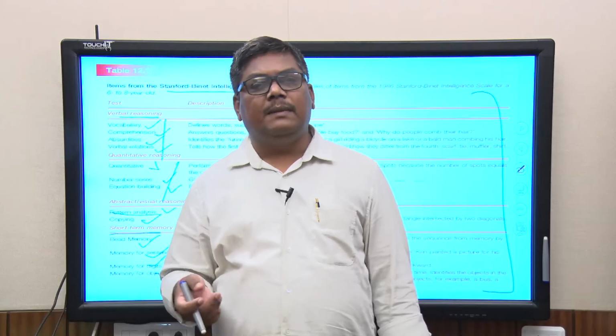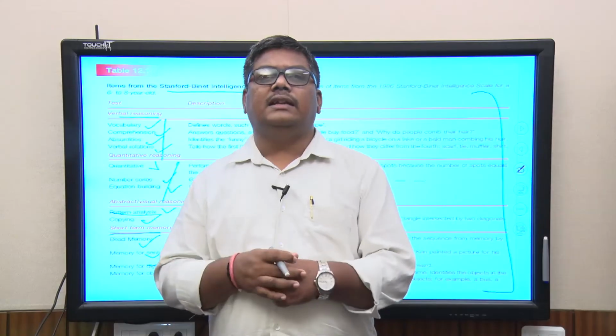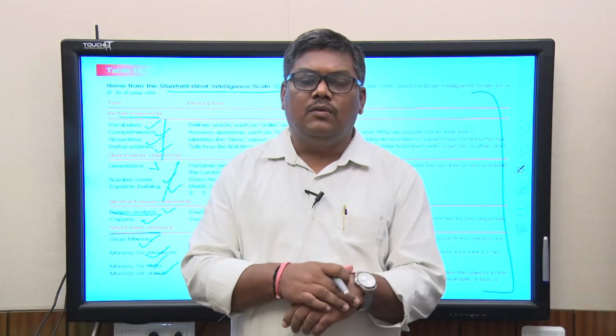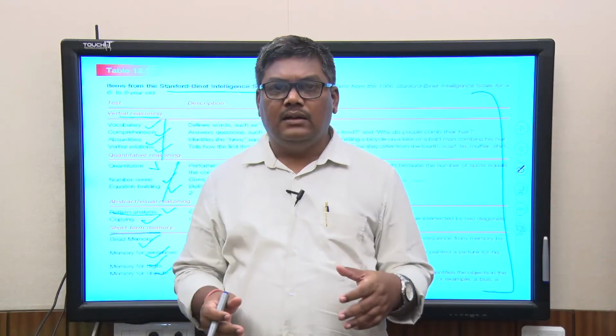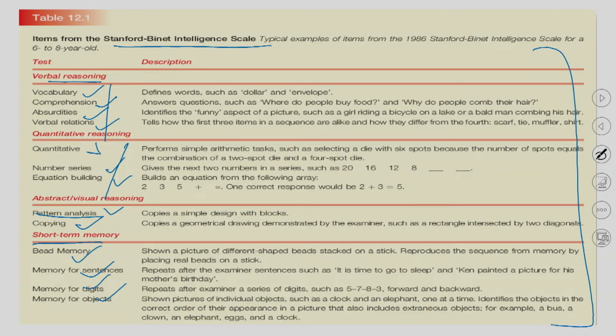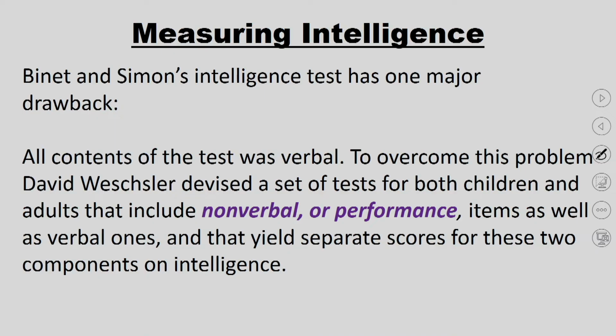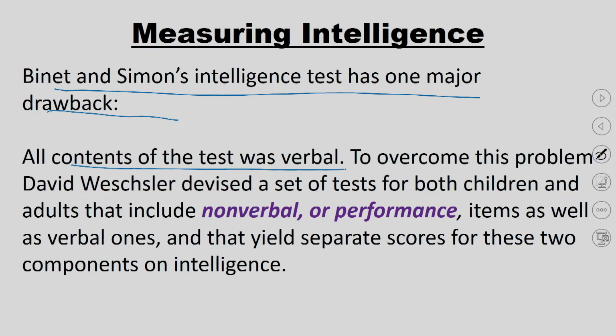But the problem is, there are people in the world who have no reading and writing skills, who have not gone to school. What happens to them? Are they stupid? Because intelligence cannot be measured through any of these. Look at the definition of intelligence. So, that was one of the problems. Binet and Simon's intelligence test has one major drawback: all contents of the test were verbal in nature.